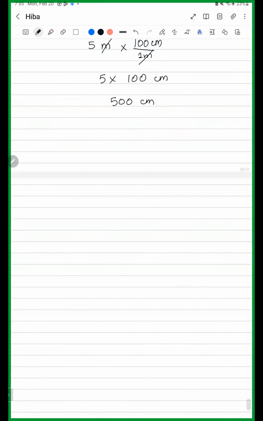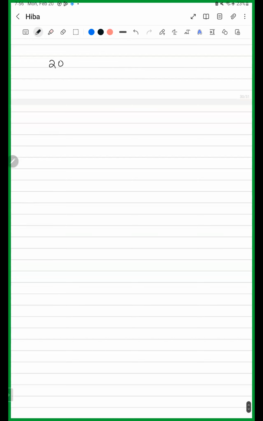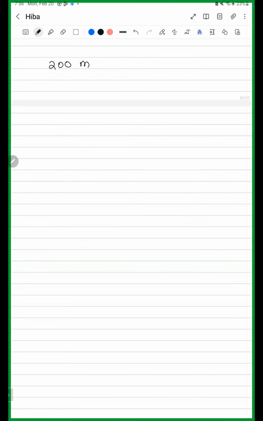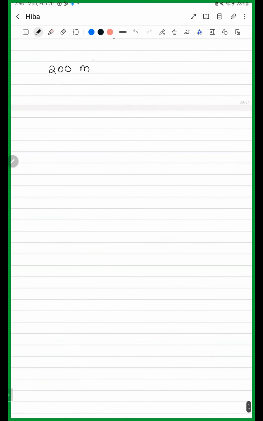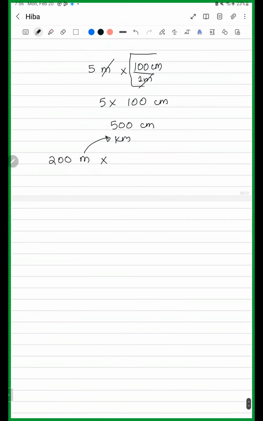In the same way, if you have 200 meters. Now, Hiba, the trick here is that you need to convert to kilometers, right? So whichever fraction you multiply by, we also multiplied here by a fraction, 100 centimeter by 1 meter. Why? Because they are both equal to 1. This and this, they will get cancelled because they are both equal. 100 centimeter equals 1 meter. So they are both equal, so that means they can get cancelled.